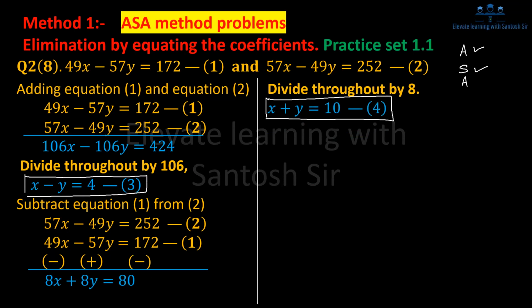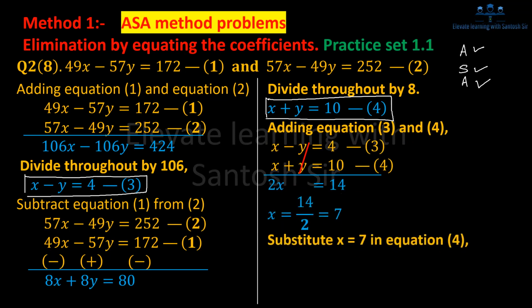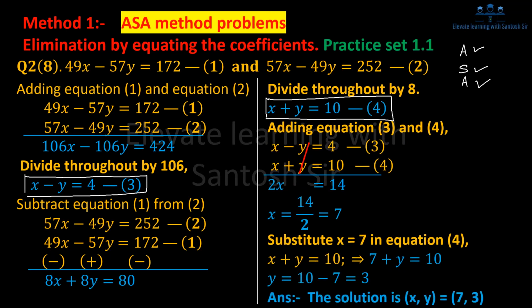Now let us proceed to the third step, that is add. We will add these two simple equations, then plus y and minus y will get cancelled. We will get 2x is equal to 14. So x becomes equal to 7. Using this value of x in equation 4, we can say that 7 plus y is equal to 10. So y is equal to 3. So the solution is x comma y is equal to 7 comma 3.